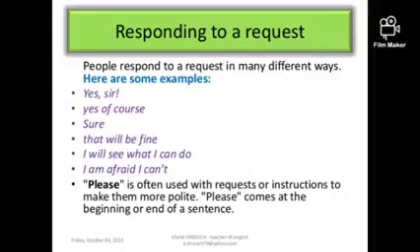Please is often used with requests or instructions to make them more polite. Please comes at the beginning or at the end of the sentence. So please, it's more polite. So we can use it either at the beginning of the sentence or at the end of the sentence.